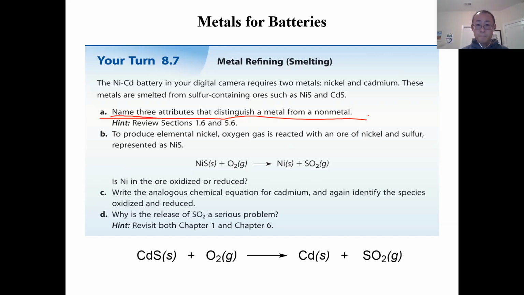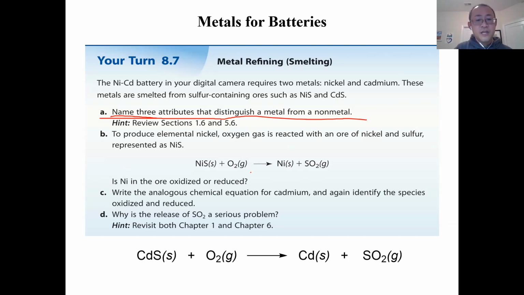In chapter 1, metals are normally shiny. They're malleable, they can be made into different shapes, and normally metals conduct electricity and heat very well. Non-metals are elements that don't have those properties. Non-metals are normally brittle. They can be solid, liquid, or gas. And non-metals normally do not conduct electricity. So that's 3 attributes that distinguish a metal from a non-metal.